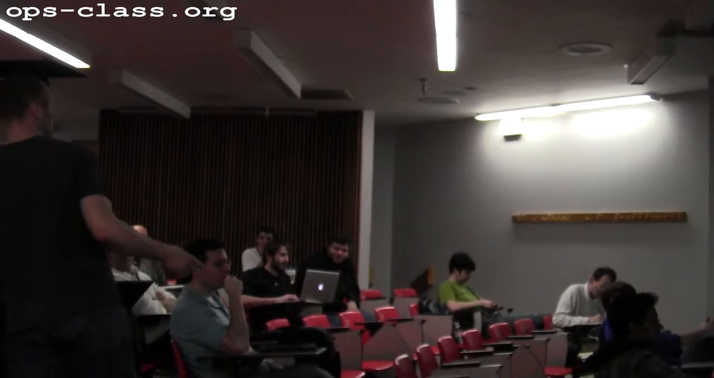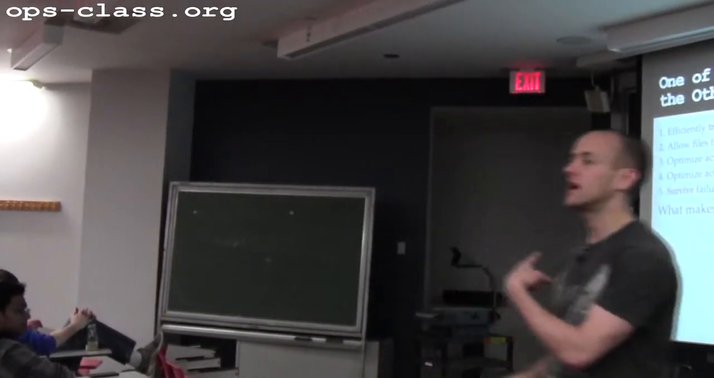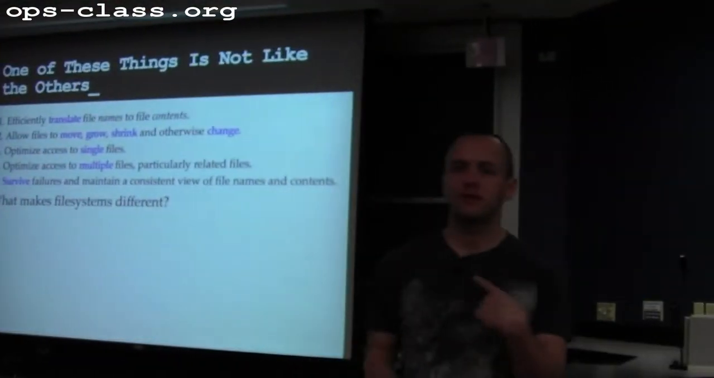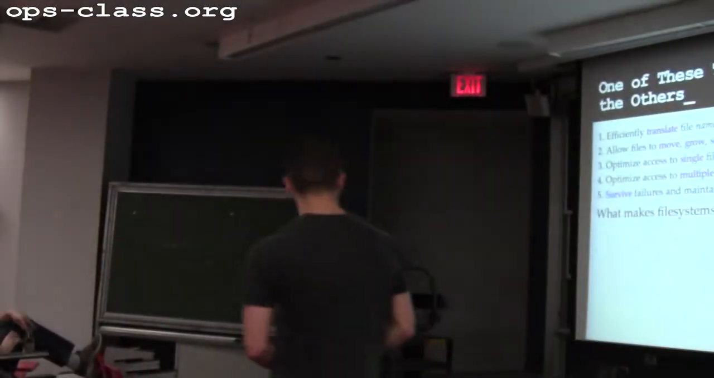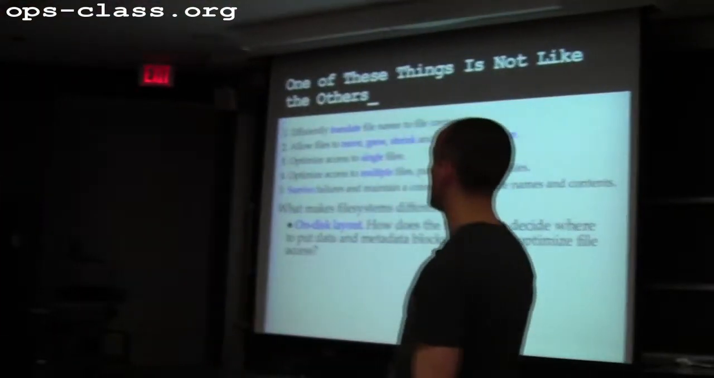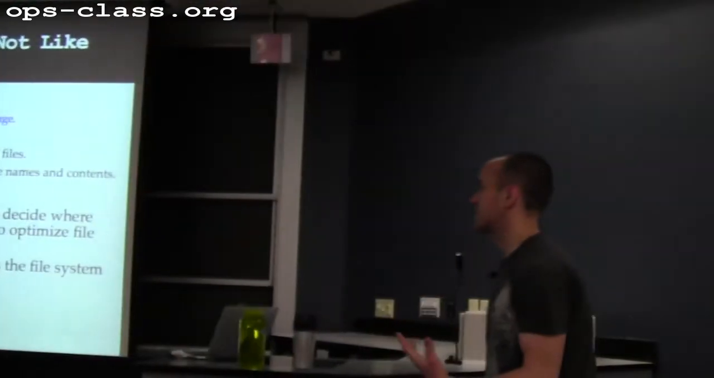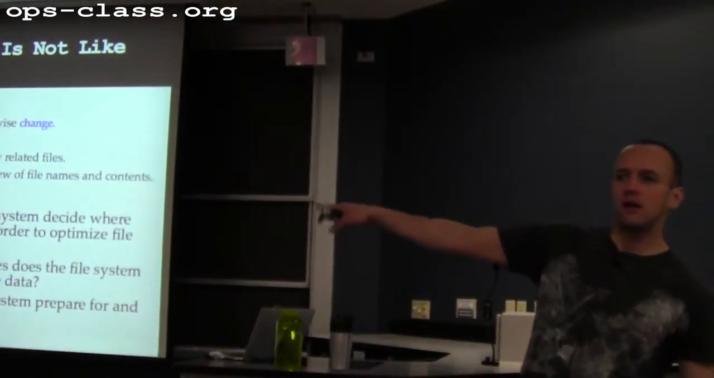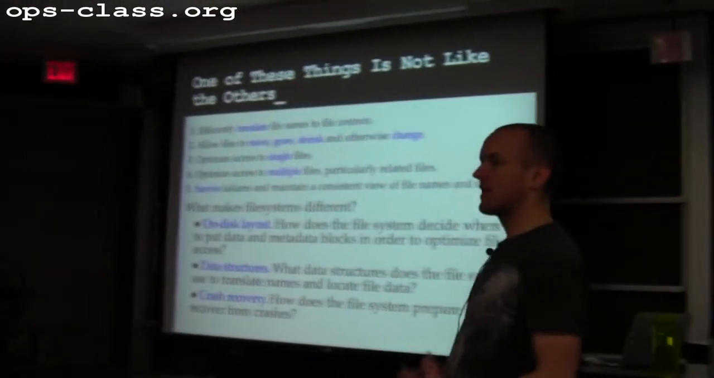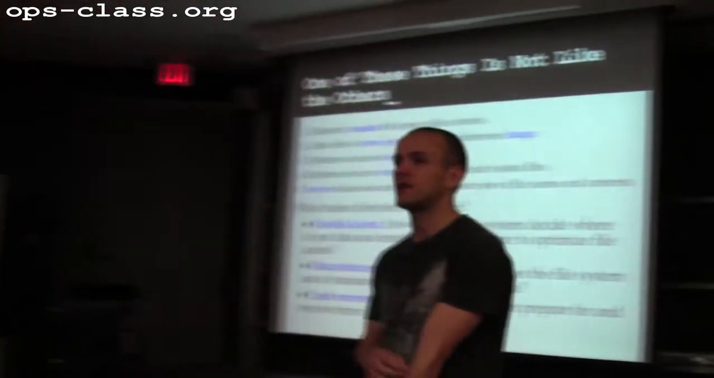Where are the actual data structures, right? And what are the data structures that file systems use? And we'll talk today, we'll start to introduce you to some different design options for certain parts of the file system. So that's one thing. And then another thing is the on-disk layout, the data structures, and then finally crash recovery is one area where there's less of a standard interface.